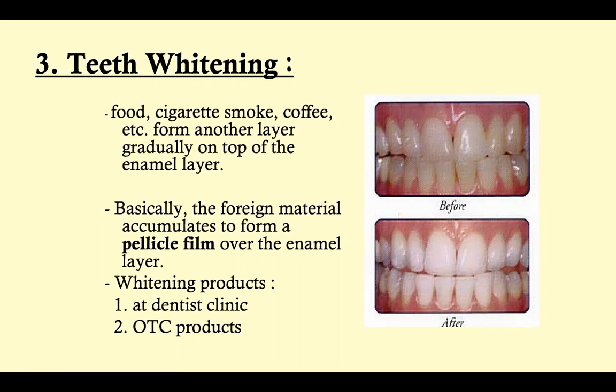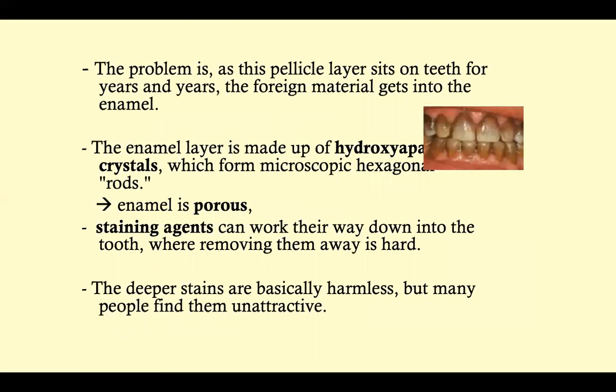Whitening products are available one at the dentist clinic, second as OTC products. You can see both before use of teeth whitening and after that. Now the problem is that as this pellicle layer sits on teeth for years and years, the foreign material gets into the enamel. The enamel layer is made up of hydroxyapatite crystals which form microscopic hexagonal rods, so enamel is porous.